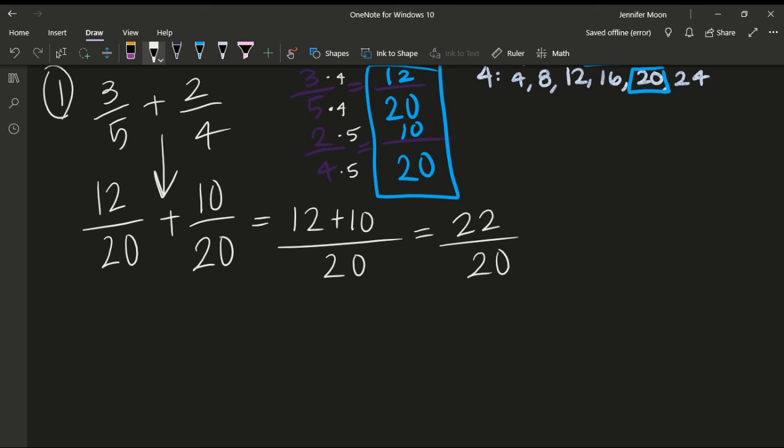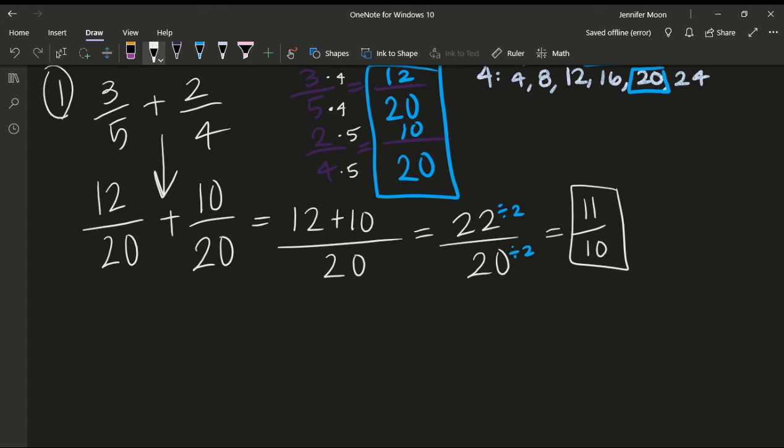Those are both pretty large numbers, and I notice they're both even. So I can actually divide both of them by 2, right? If I do 22 divided by 2 and 20 divided by 2, well, 22 divided by 2 is 11. 20 divided by 2 is 10. That is your final answer because it's in complete reduced form.